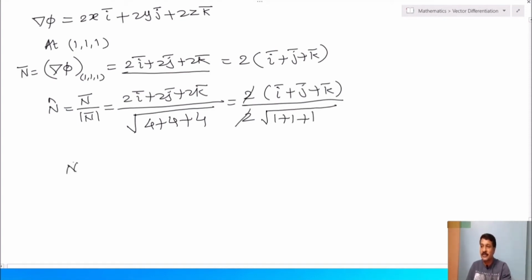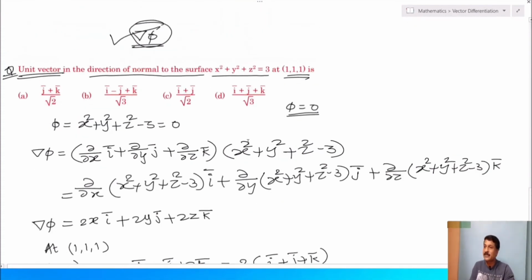So what is the unit vector along normal? It is i plus j plus k whole divided by under root of 3, or one can take 1 by root 3 in bracket i plus j plus k. So which is the correct option here? Here option D is the correct option.